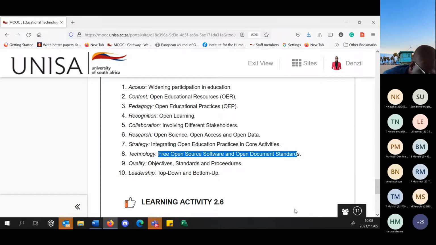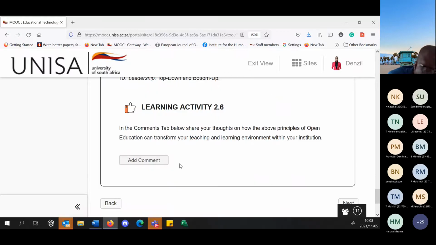And then quality objectives, standards and procedures, and then leadership, the top down and the bottom up kind of principles in terms of strategy development towards openness. Right? And then the learning activity 2.6. In the comments tab below, share your thoughts on how the above principles of open education can transform your teaching and learning environment within your institution.